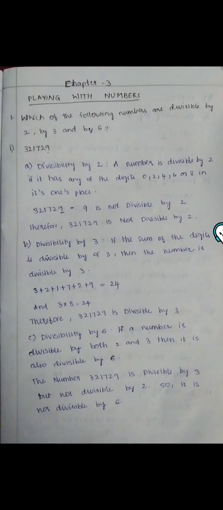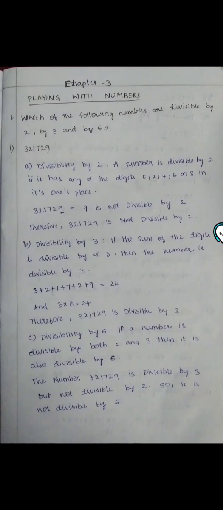So the divisibility rule for 2 is, a number is divisible by 2 if it has any of the digits 0, 2, 4, 6 or 8 in its ones place. So in this number 321729, when we check the divisibility rule, it is not satisfying the condition, because 9 is not there in 0, 2, 4, 6 or 8. So we can directly say that the whole number, 321729, is not divisible by 2.